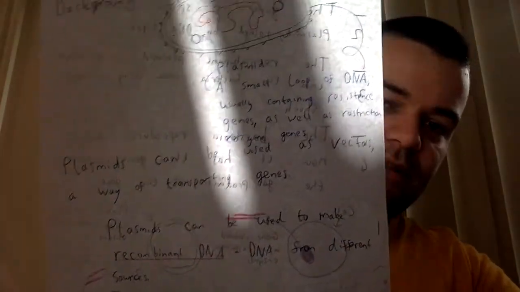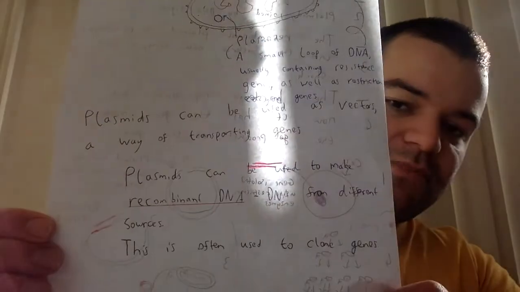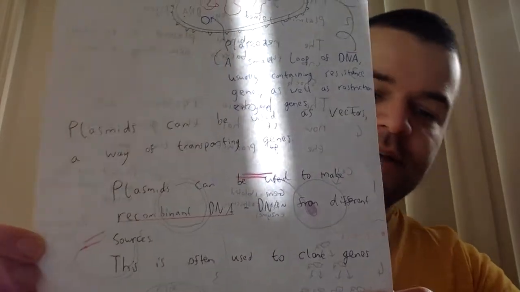So I said there that they can be used as vectors, ways of transporting genes, and plasmids can be used to make what we call recombinant DNA. So recombinant DNA is DNA from two different sources. And yeah, we can also use plasmids to clone genes as well. So we're going to take a look at how we can clone a gene using plasmids.